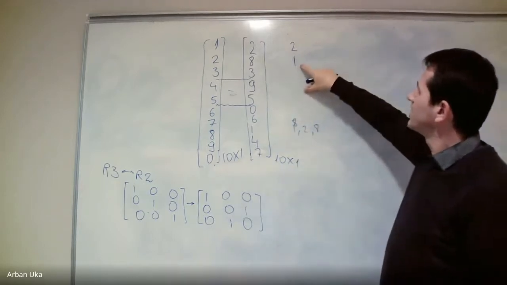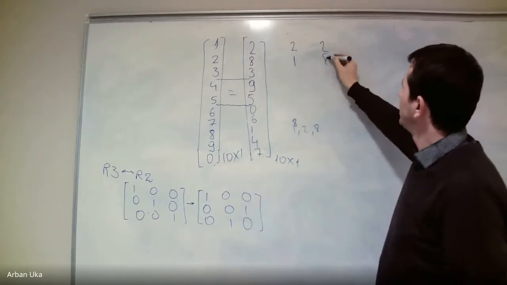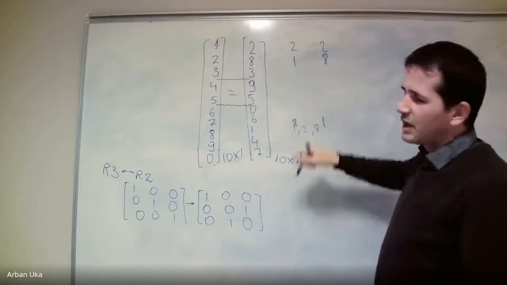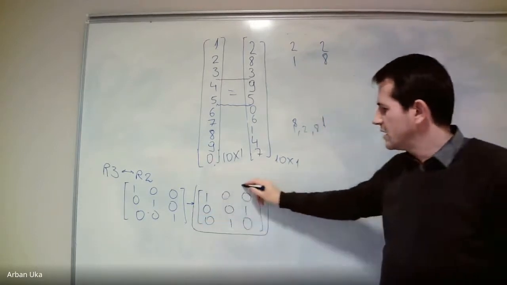Then we may need to change the place of 8 and 1. Okay, this becomes 2, 8, 1. But how can we do it? We can do it in a similar way like here.